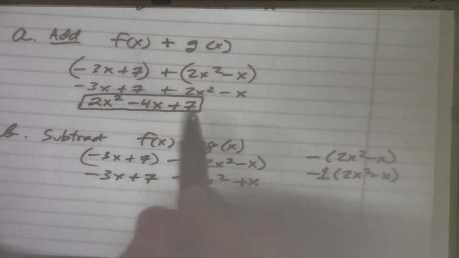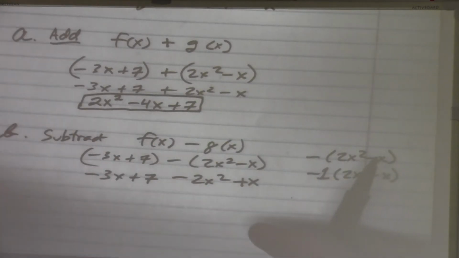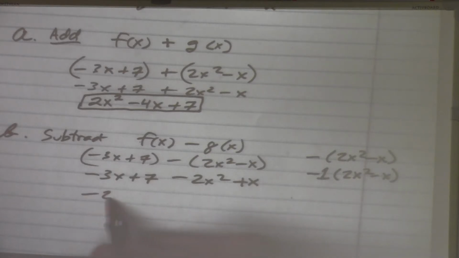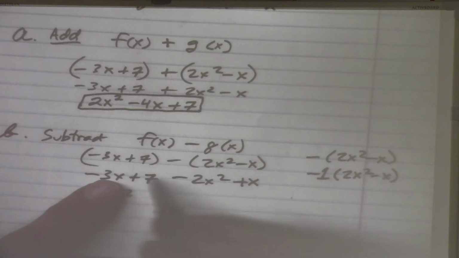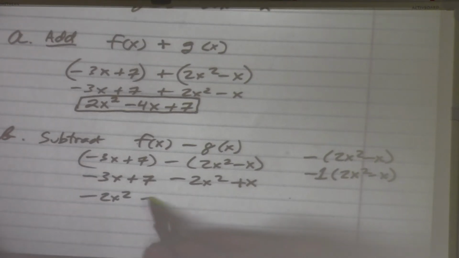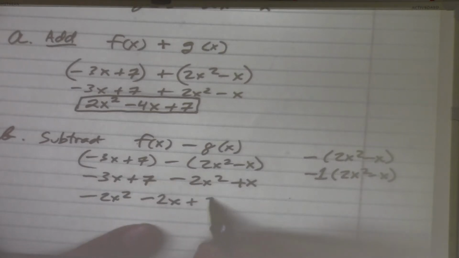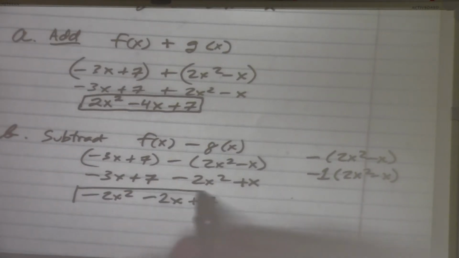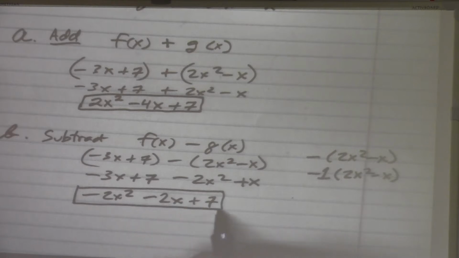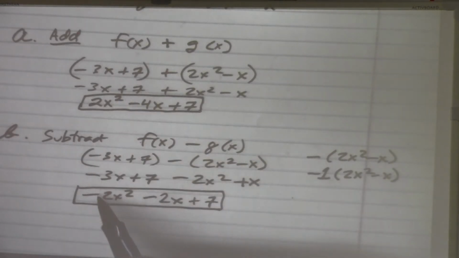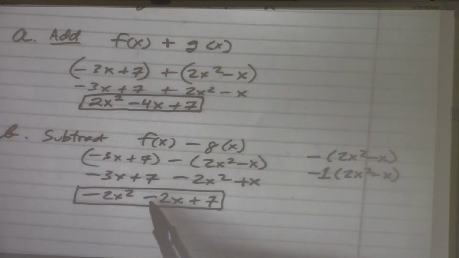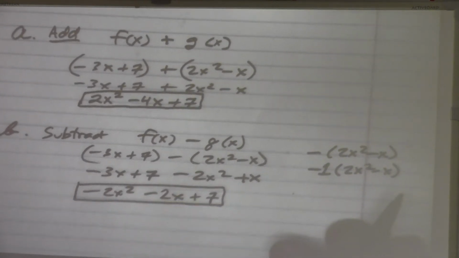After that, it's the same method where I combine any like terms. Only one of them has a square, so it's negative 2x squared. Two of them have x's, and so it's negative 3x plus x. Now that's negative 2x. And there's only one constant, so that is the result of subtracting them. So there's a slight difference between them, but it's enough to make them false or correct. So this is what happens when you subtract them.